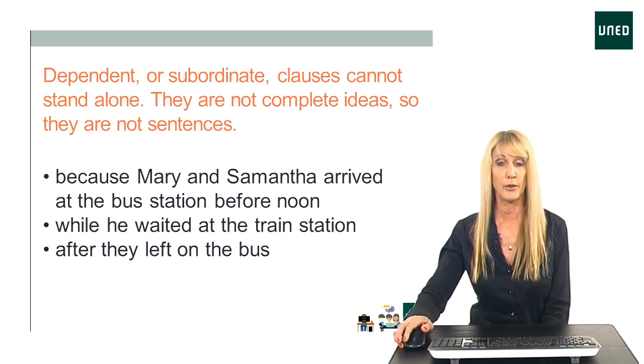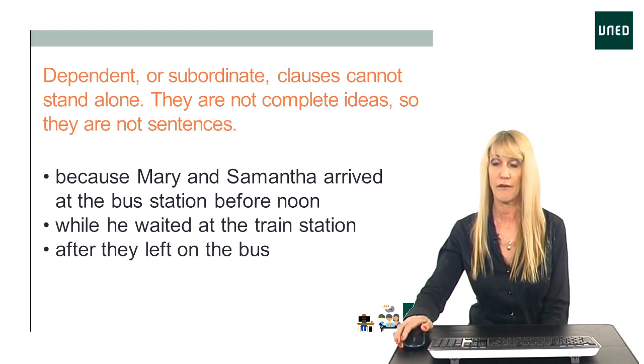So here are a few examples of dependent clauses. Because Mary and Samantha arrived at the bus station before noon. It's not a complete idea. Therefore, it's not a sentence. However, it is a clause. We have a subject, Mary and Samantha, and we have a verb, arrived. But since it's not a complete idea, it's a dependent clause. Therefore, it's not a sentence.